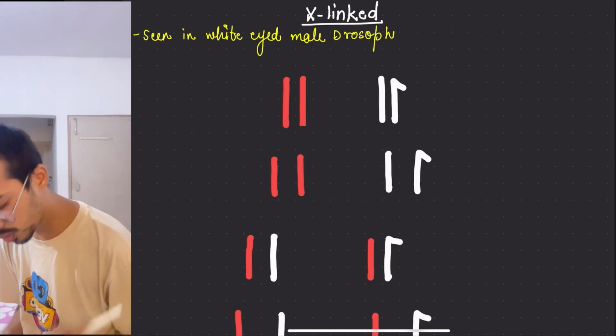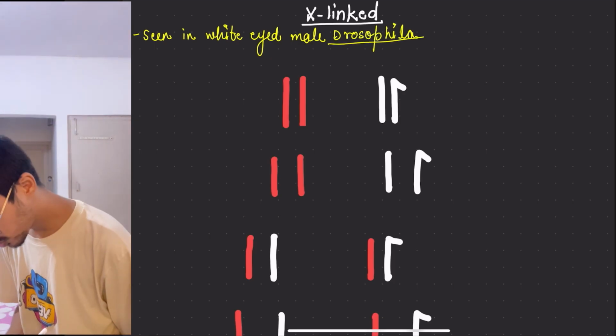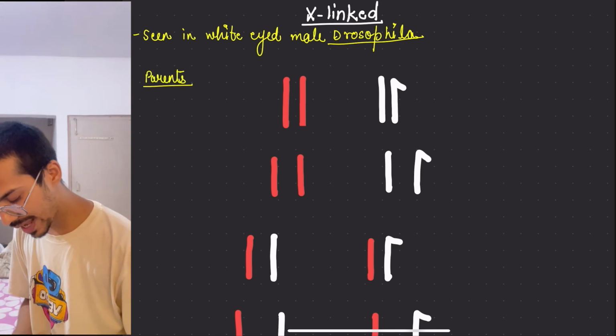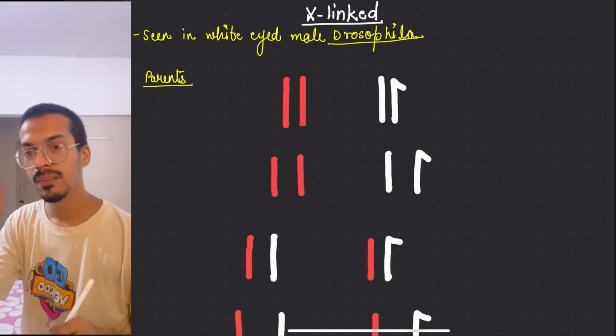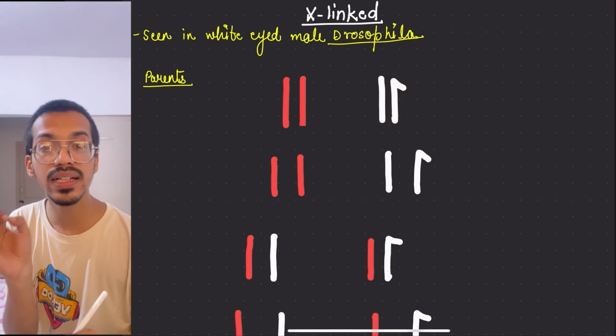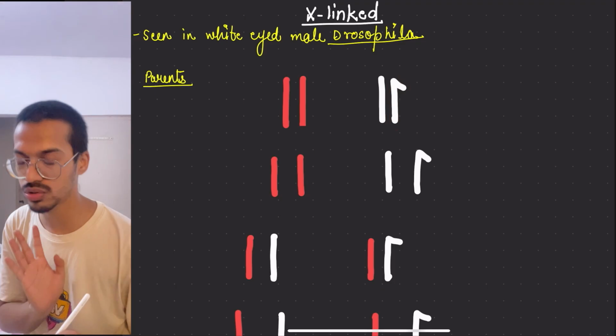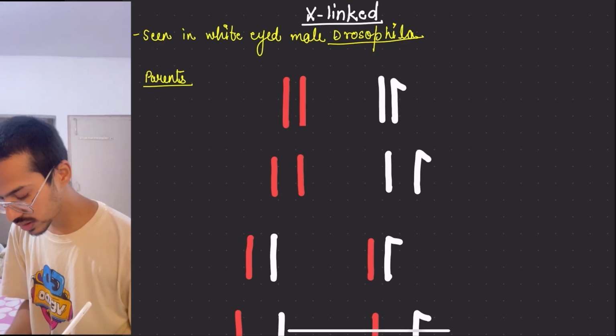Drosophila. Now let's take the example. So this is your parents. Now for the male, what have I done? I have made this sign, because here the eye color is a feature of the sex chromosome. So it is present on the sex chromosome.